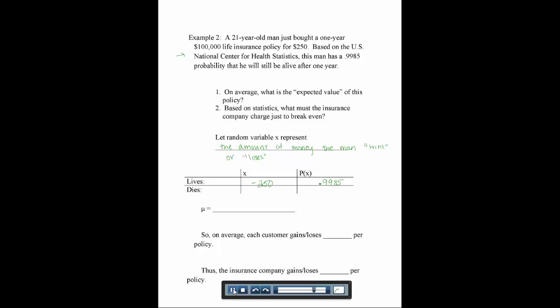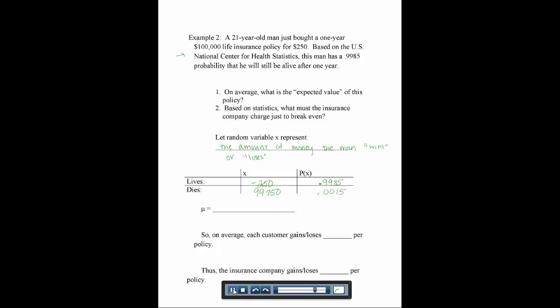Now, if he dies, his family gets $100,000. We want to take into account the profit, so we do $100,000 minus the $250 that he spent on the policy. So they're really getting $99,750. The probability of him dying would be 1 minus 0.9985, so he'd have a 0.0015 chance of dying.